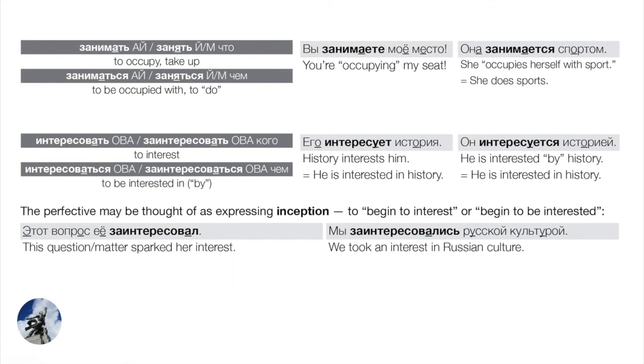Okay, another very simple example. Интересовать means to interest someone, right? Интересовать. And then we have a perfective of inception. Заинтересовать means to begin to interest someone, right? To get someone interested in something, perfective.